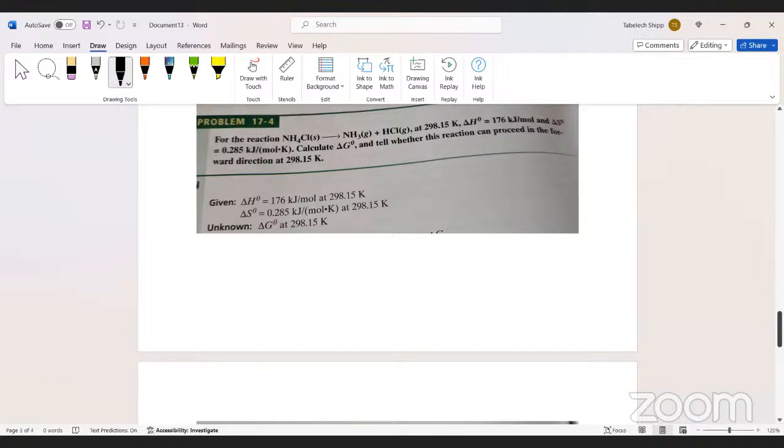Now, again, you're probably wondering, what now? All right, let me tell you. You've been given delta H and delta S and the temperature. They want you to calculate your delta G. So I'm going to show you guys how to do that. The formula that you're going to use is quite simple. Delta G equals delta H minus T times delta S. Again, your delta G is what you're looking for. They gave you the temperature, which is 298.15 Kelvin, and your delta S is 0.285 kilojoules per mole Kelvin.